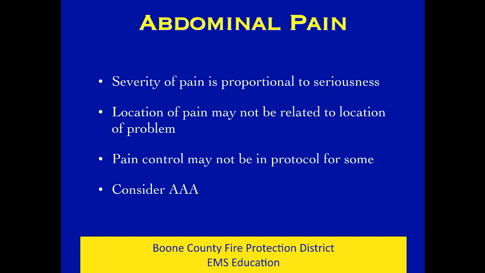And then with abdominal pain, you can have referred pain. So the patient who is complaining of pain in the right lower quadrant may not have a problem in the right lower quadrant. Conversely, a patient who has a right lower quadrant issue may end up with weird referred pain, such as left shoulder tip pain or something like that. So the location of the pain is not really related to the location of the problem in every case. The severity is usually proportional.